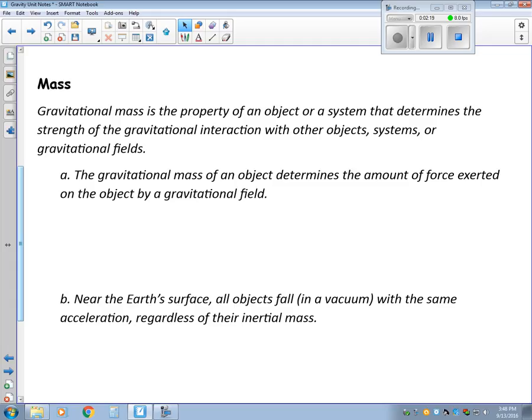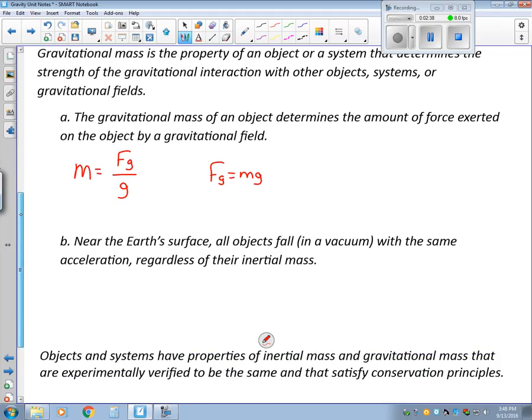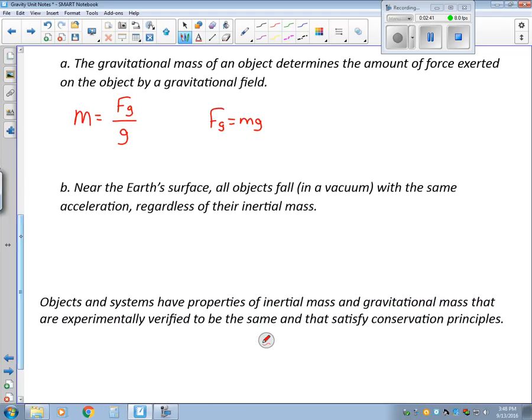So, the way we find gravitational mass is we take the force due to gravity and we multiply it by the gravitational field strength. So that's how we can find gravitational mass. Now, near the Earth's surface, all objects, if we neglect air resistance, will fall at the same acceleration, regardless of their inertial mass. So let's see if we can figure out why.